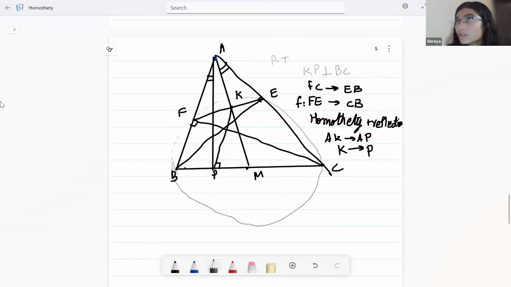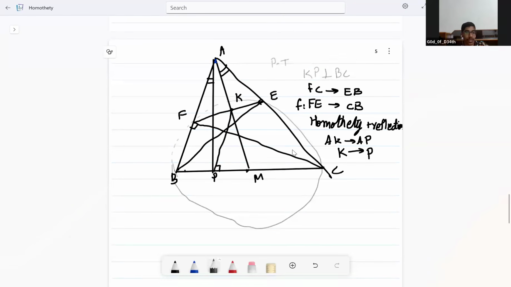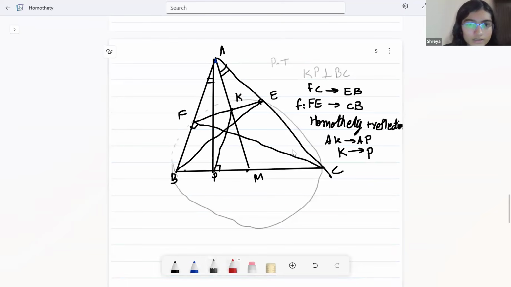Equals P. Okay, what do you think happens to M? If we look at the inverse homothety and reflection, it goes to the intersection of AP and FE. Yes, that is true.